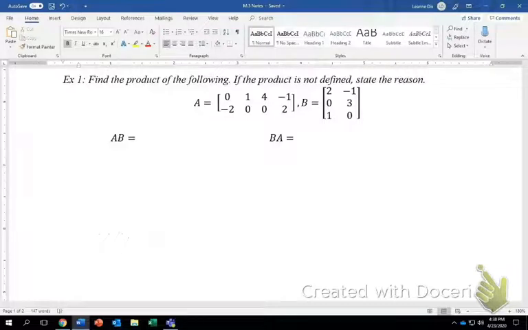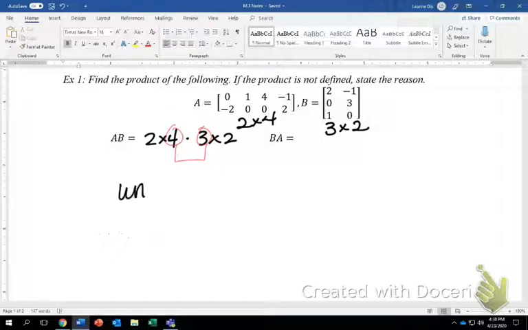So here's example 1. It says find the product of the following. If the product is not defined, state the reason. All right, so we're going to first try and take our matrices and multiply them together, A times B. The first thing we need to do is determine that A is a 2 by 4 matrix and B is a 3 by 2 matrix. So if I were to do A times B, it'd be 2 by 4 times 3 by 2. And I can take a look at those two numbers on the inside. They are not the same value, and because they're not the same, this is undefined.